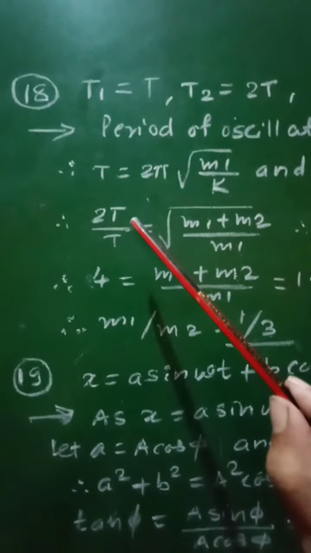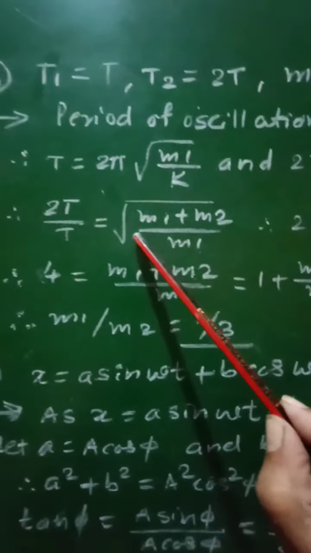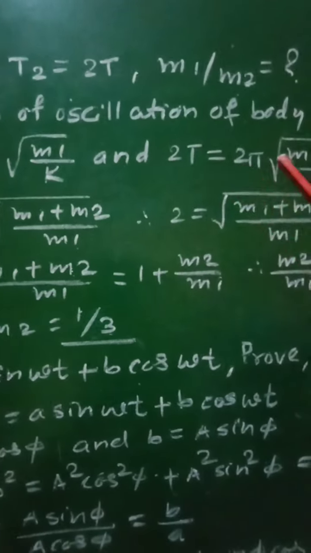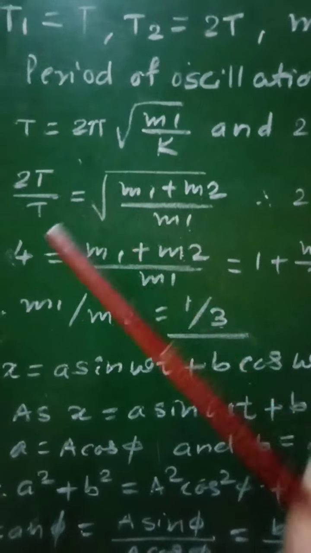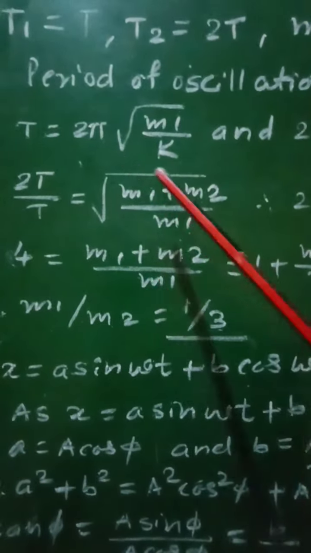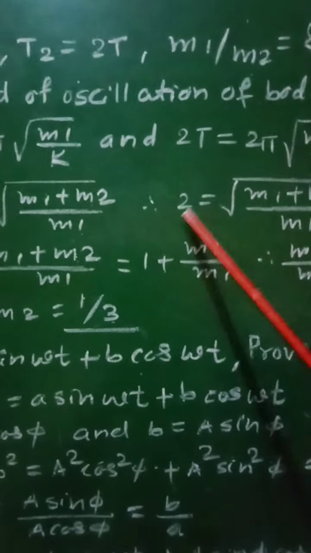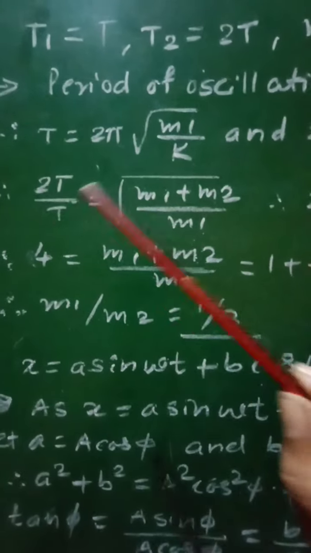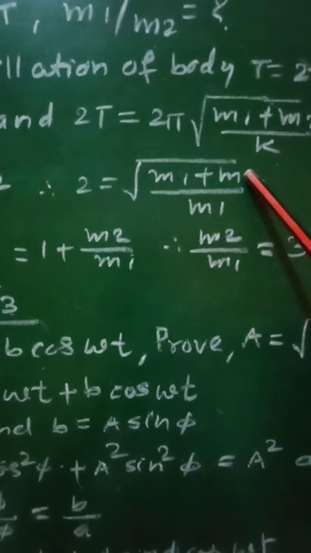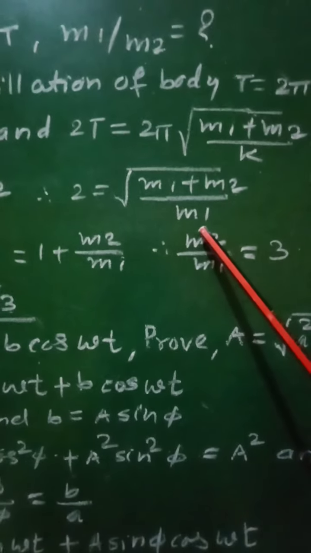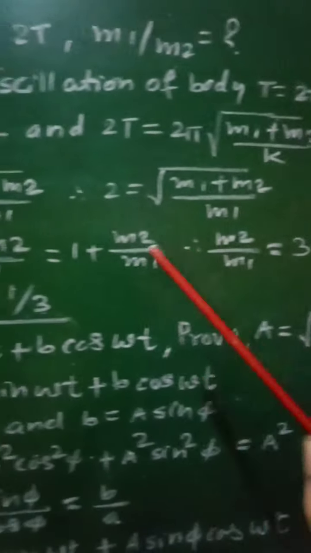Taking the ratio, we get 2T upon T. This 2T upon T will be equal to, as 2 pi as well as k get cancelled, we will get square root of m1 plus m2 upon m1. So 2T upon T is equal to square root of m1 plus m2 upon m1. Cancelling T, we get 2 is equal to square root of m1 plus m2 upon m1.